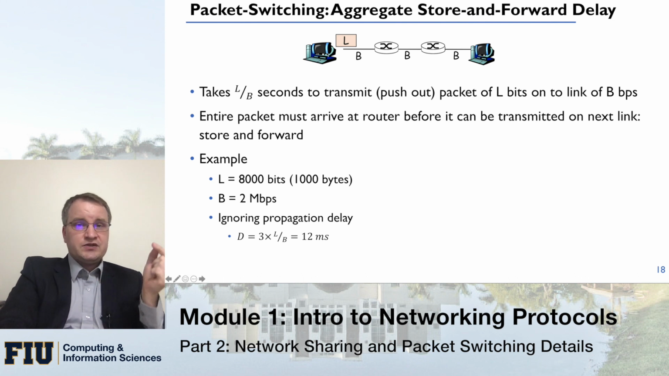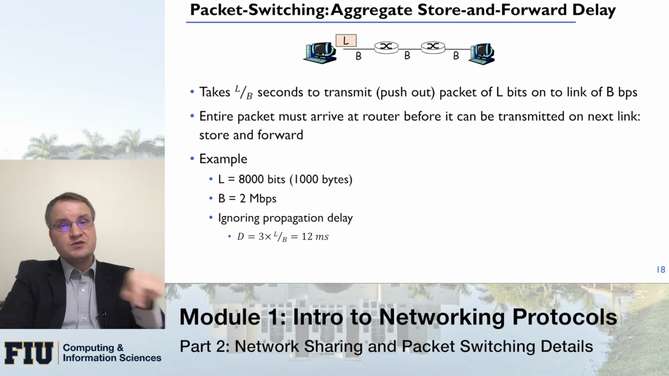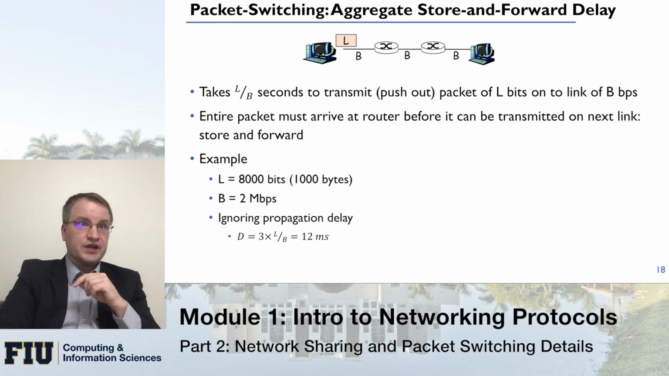What we're going to have is, this node will have to spend an amount of time to put this packet on a wire, then the first router will have to spend this amount of time to put the packet on a wire, and finally the next node also will need to spend time to put the packet on a wire. And effectively, if you calculate all this correctly, you're going to get around 12 milliseconds that this packet needs to spend inside the network to be transferred.